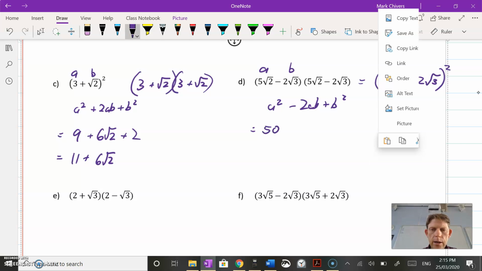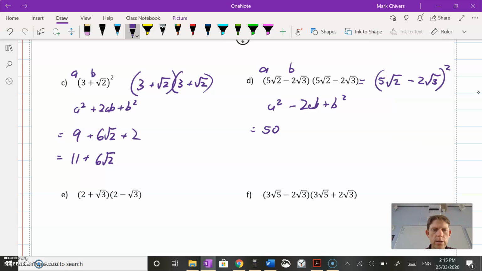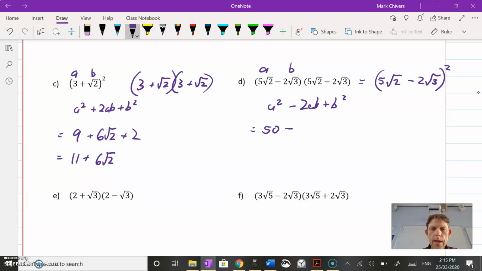And then I go with minus 2ab. So I multiply the a and b together and the result gets multiplied by 2. So root 3 times root 2 is going to be root 6. 5 times 2 is 10. Double 10 is going to give me 20. And then I square the last term. So 2 squared is 4. Root 3 squared is 3. So 4 3s are 12. And then I can just simplify and collect my like terms. So I've got 62 minus 20 root 6.